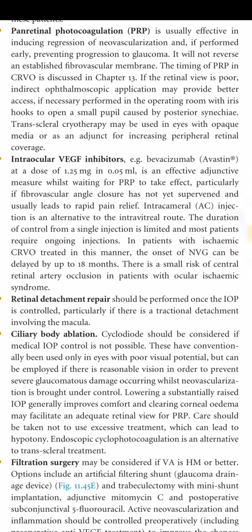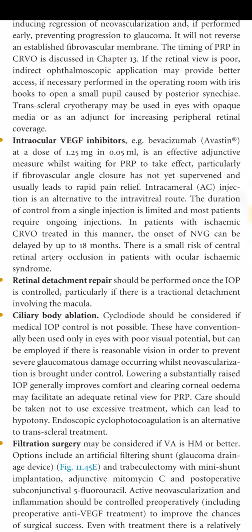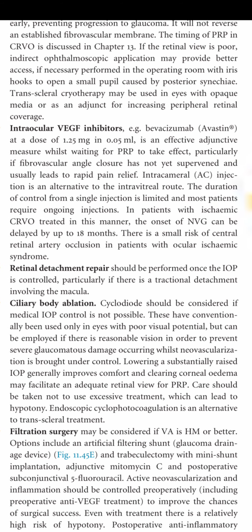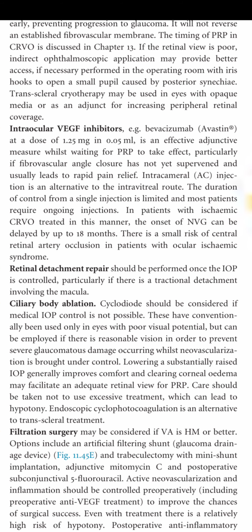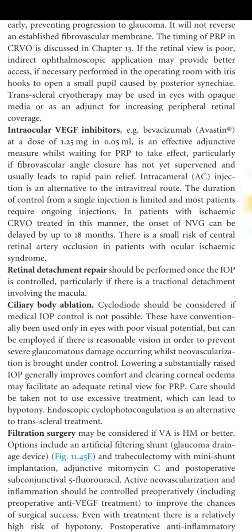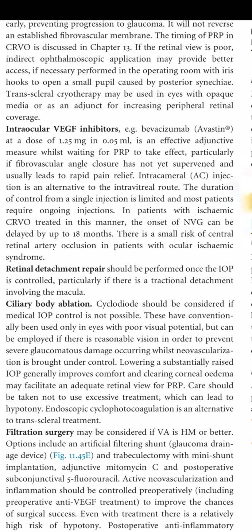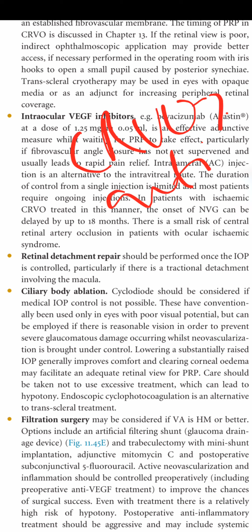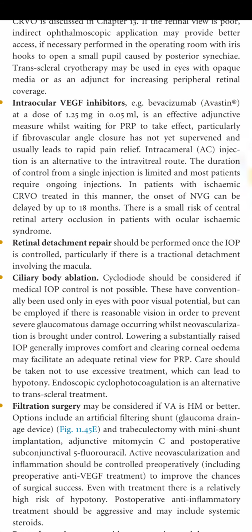The duration of the control from a single injection is limited and most patients require ongoing injection. In patients with ischemic CRVO treated in this manner, the onset of NVG can be delayed up to 18 months. There is a risk of a central retinal artery occlusion in a patient with ocular ischemic syndrome. So whenever a patient with ischemic CRVO is undergoing anti-VEGF, the rate of neovascular glaucoma is reduced by 18 months.